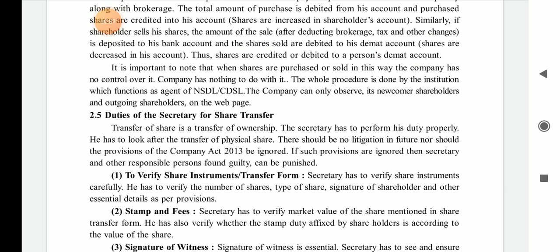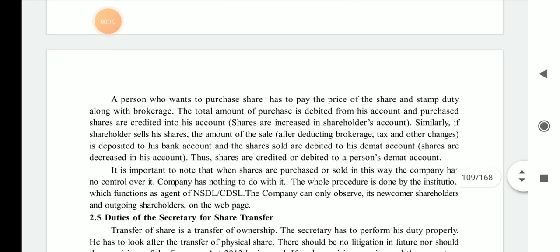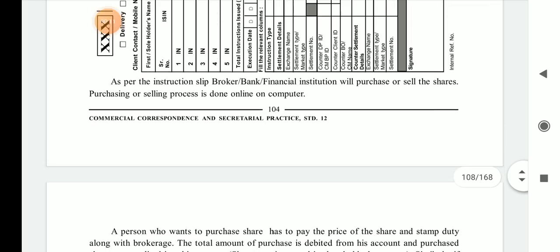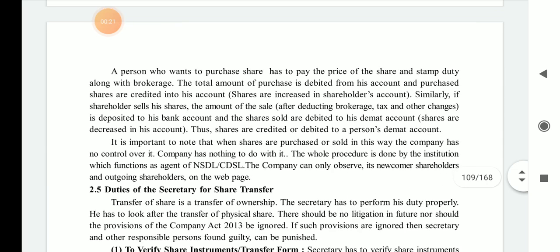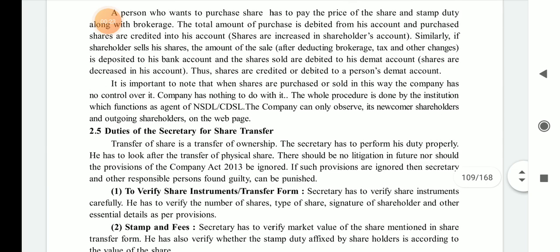And in the previous lecture we learned about the transfer of the share, the example of the instruction slip, as well as the transfer procedure, in detail. Now we are going to learn about the duties of the secretary for the share transfer in this video lecture. Now we are going to continue it.